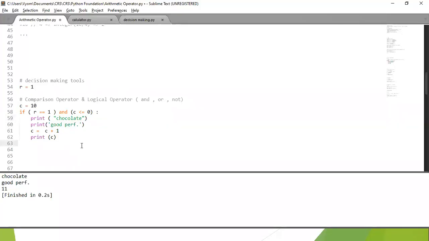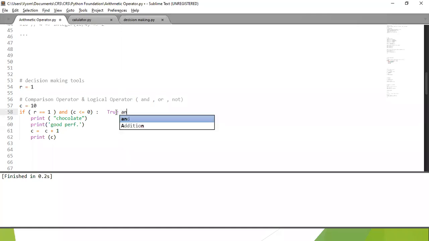Perfect, guys. People are saying no, it will not get printed. You are correct. Why? Because now this becomes false and this becomes true. And true and false in case of AND will become false. That's why it won't get executed. Cool, guys. You're understanding. So this will become true and false, and that's why it won't get executed, because in case of and, this won't allow.